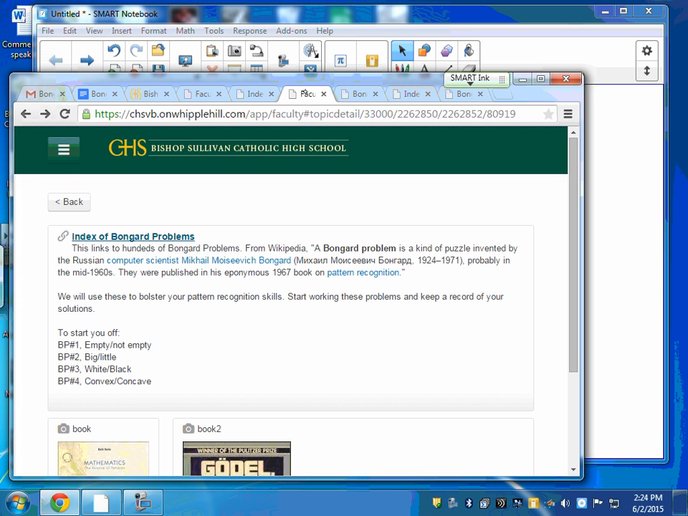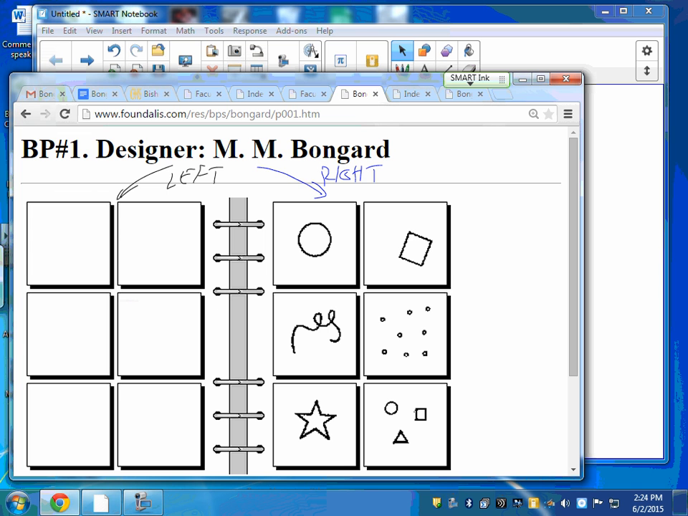As I mentioned, in Vanguard problem 1, the left side is empty, and the right side is not empty, or it has something in it. So again, if we look at the picture, that's pretty clear. Left side empty, right side not empty.